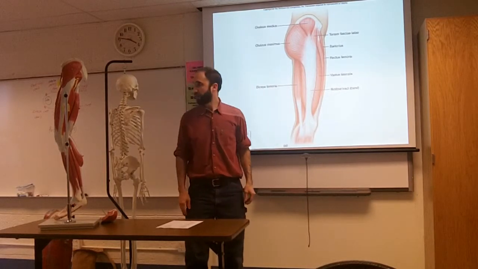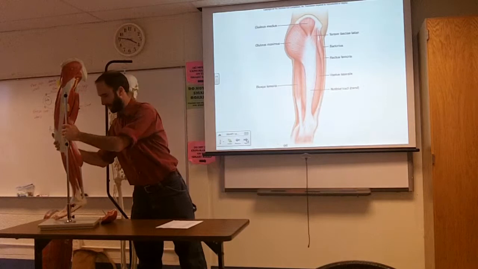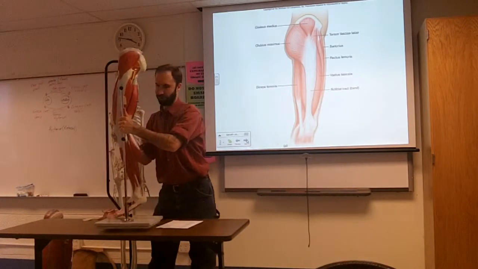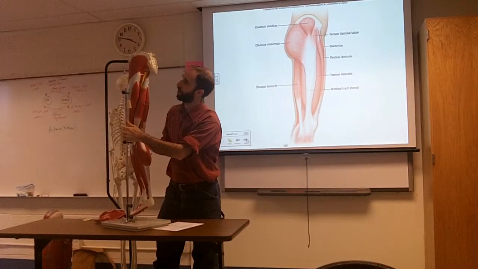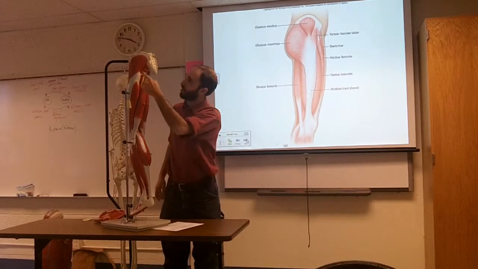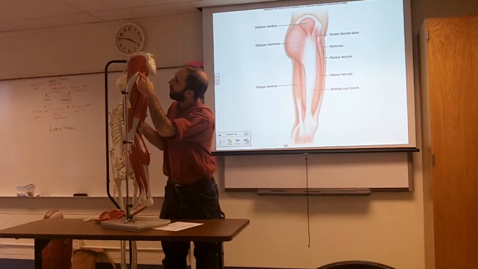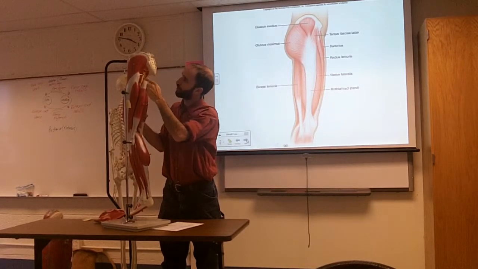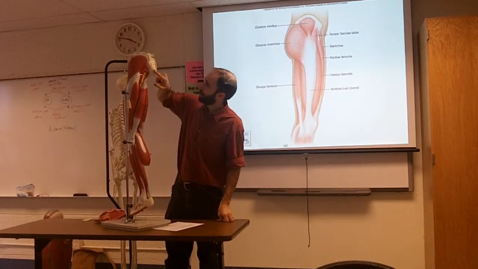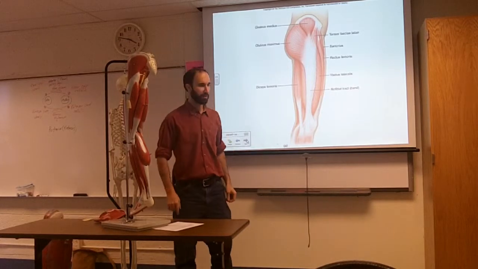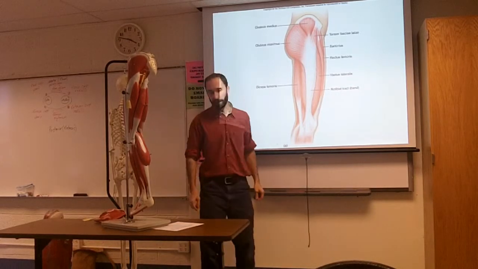The piriformis muscle is deep in the glutes here, kind of the posterior lateral side. It is just posterior to gluteus medius. It's this muscle right here. It comes from the sacrum there, so it originates in the sacrum.